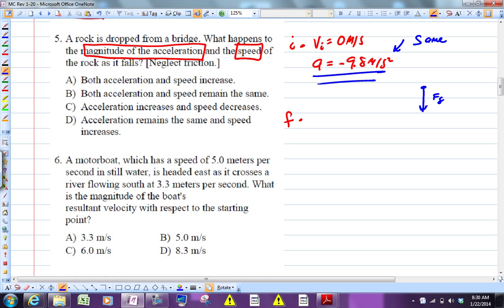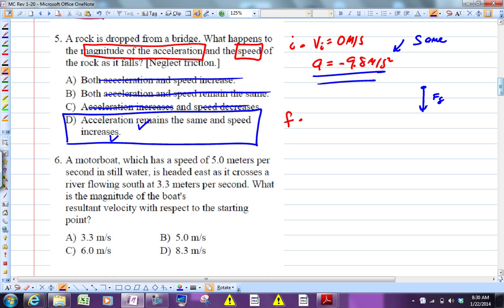So we're looking for the speed getting faster and the acceleration staying the same. They don't both increase. They don't both stay the same. The acceleration doesn't increase, and the speed doesn't decrease. The acceleration remains the same, check, and the speed increases, check. So the answer to number 5 is going to be D.